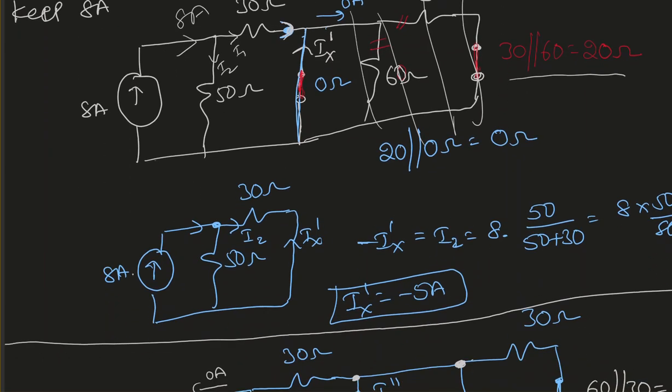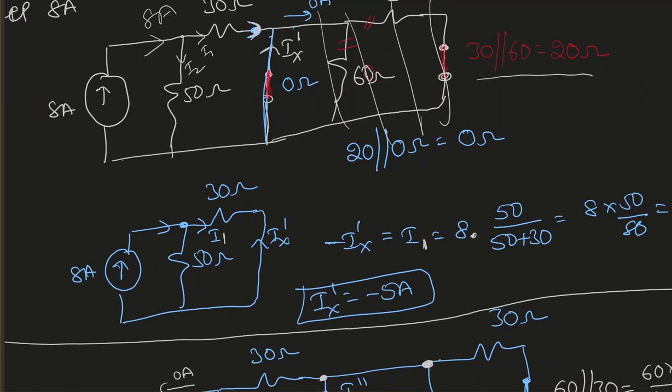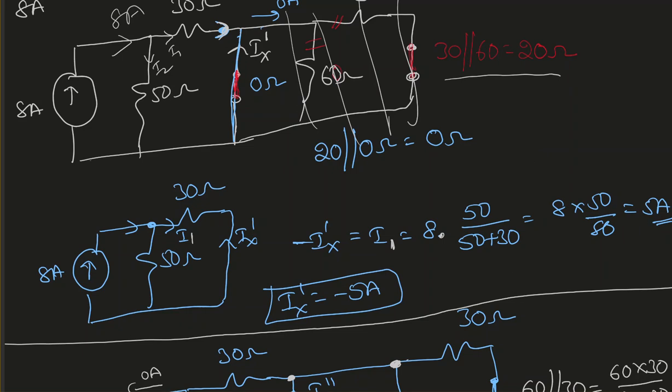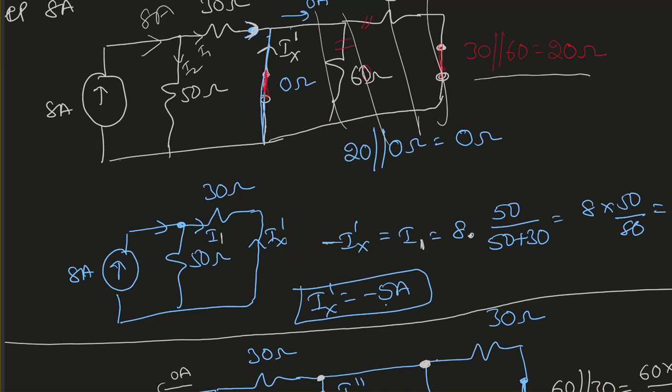Now the 8 ampere is going to come there and split into I1 and I2. Here I1 equals negative Ix prime, because my I1 direction is opposite to the Ix prime direction. So negative Ix prime equals I1, which is total current multiplied by the opposite resistance. I'm using the current division rule here: total current multiplied by opposite resistance divided by total resistance. So 50 divided by 50 plus 30 times 8 gives 5 ampere. So Ix prime equals negative 5 ampere.